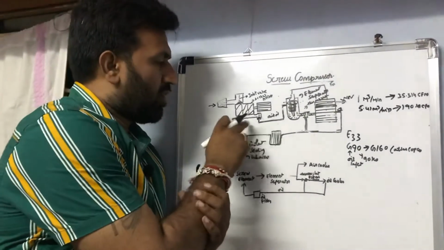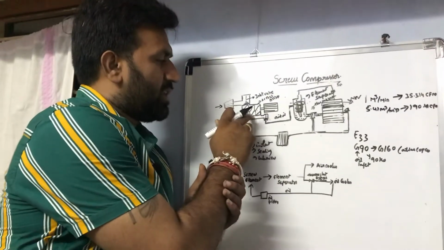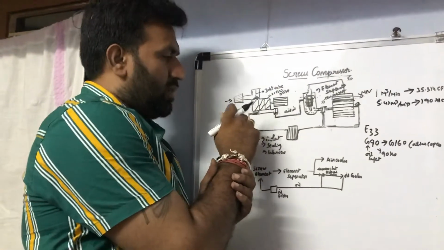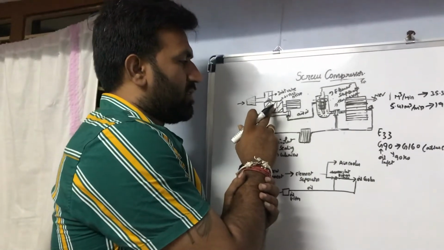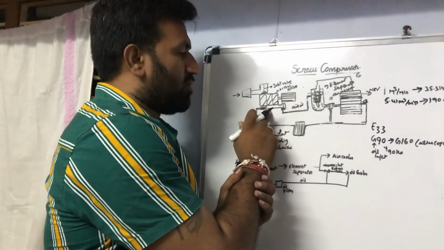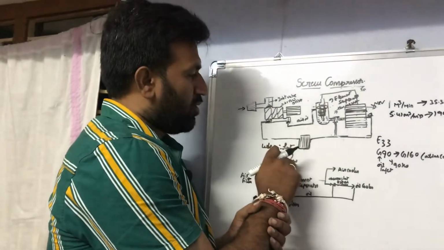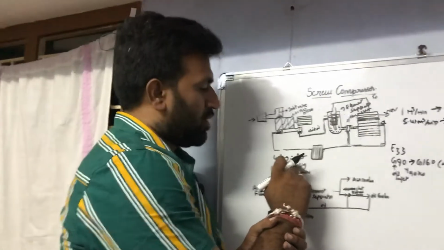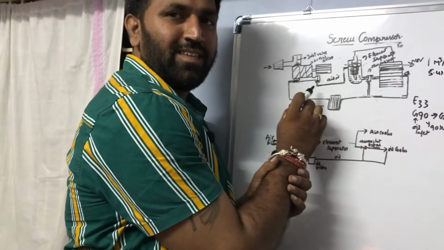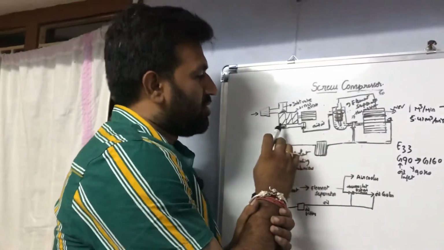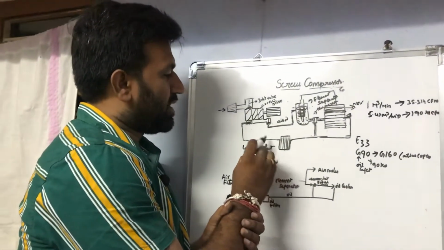Why we are using oil on the screws: if only air is taken inside and rotated, the air gets compressed and only high temperature will develop. Due to this the screws will get damaged. That's why we are using oil, which is used as a coolant, for sealing, and as a lubricant.